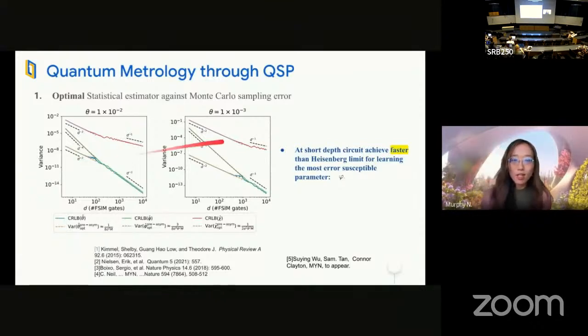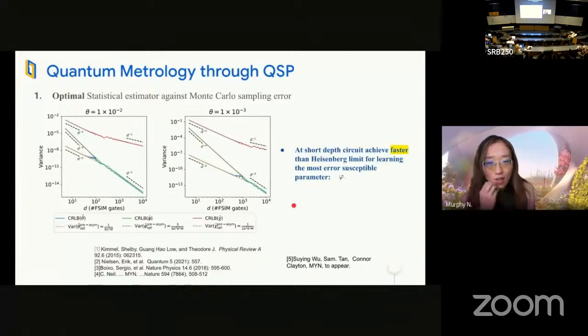And the dashed black line is fitting to show you how it scales. You can notice that the parameter phi scales as 1 over d to the power 4 at the short depths. On the surface this looks as if it's faster than the Heisenberg limit, because we only have a depth d circuit. But if you read our paper, you'll notice this does not violate the asymptotic Heisenberg limit. As you increase d sufficiently, the scaling of phi will converge to the normal Heisenberg limit.